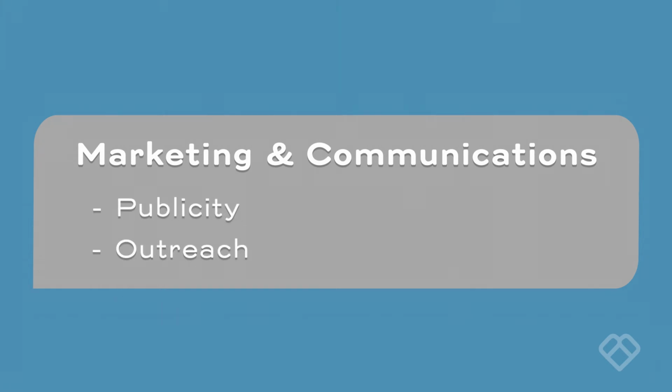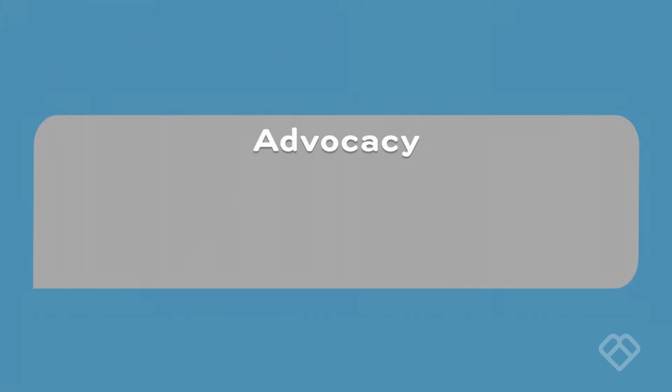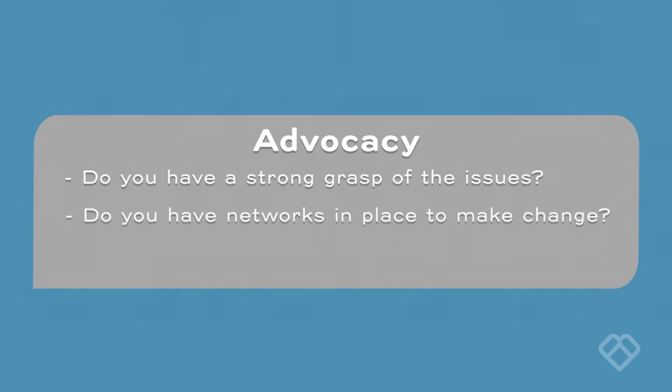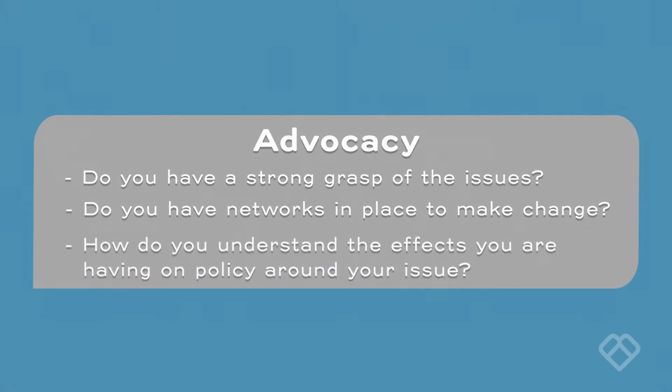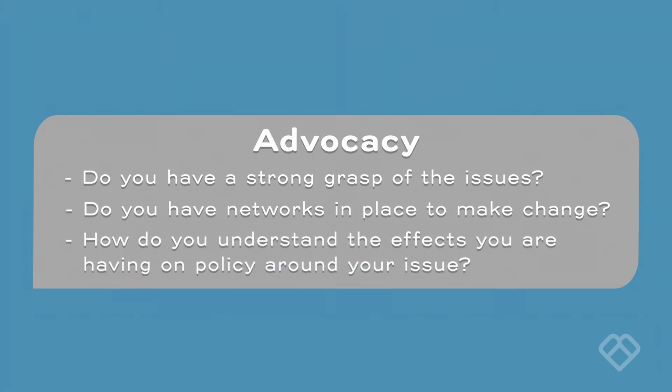Category 7 gets into things around marketing and communications. This includes publicity around your issue or outreach to your constituents. Number 8 is advocacy. As I mentioned earlier, this module is activated if you indicate that your organization does a lot of advocacy work. This helps you understand if you have a strong grasp of the issues, if you have the networks in place to make change, and if you have a way to understand the effects you are having on policy around your particular issue.